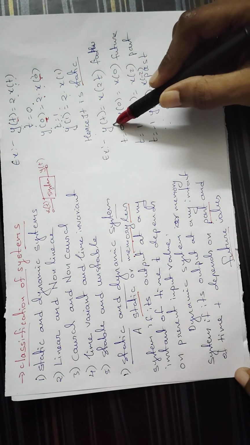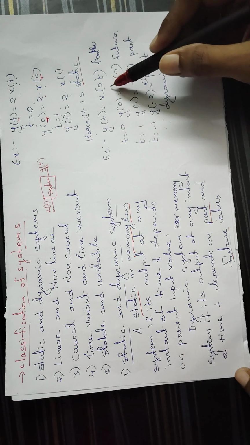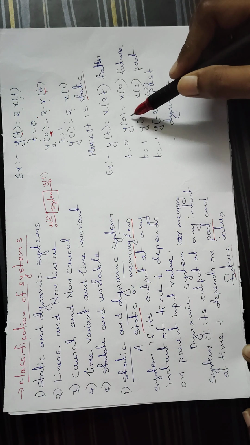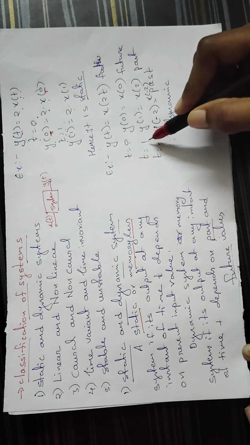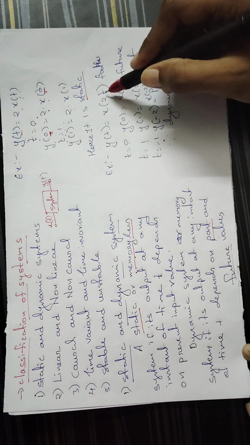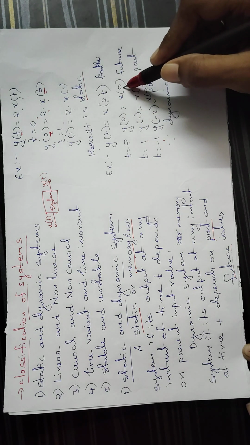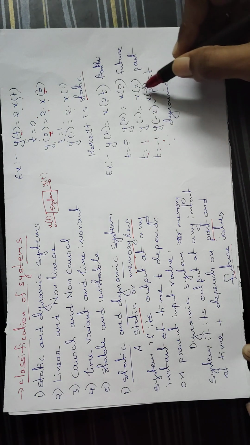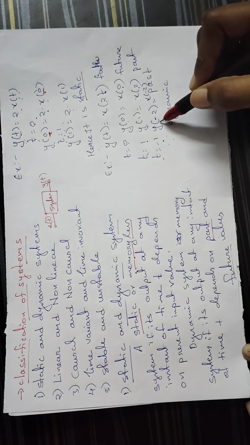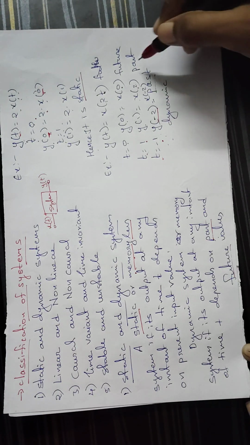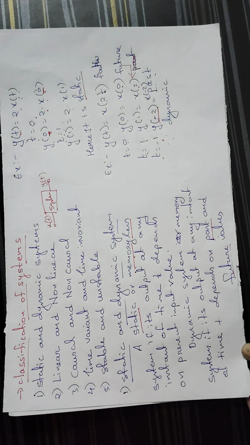Let us see another example, y of t equals x of 2t. Substitute some instants: t equals 0, t equals 1, t equals minus 1. At t equals 0, y of 0 equals x of 0. At t equals 1, y of 1 equals x of 2. At t equals minus 1, y of minus 1 equals x of minus 2. Here minus 2 is a past value and 2 is a future value.